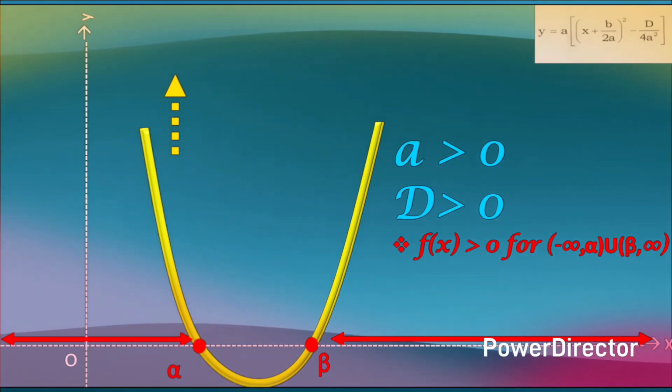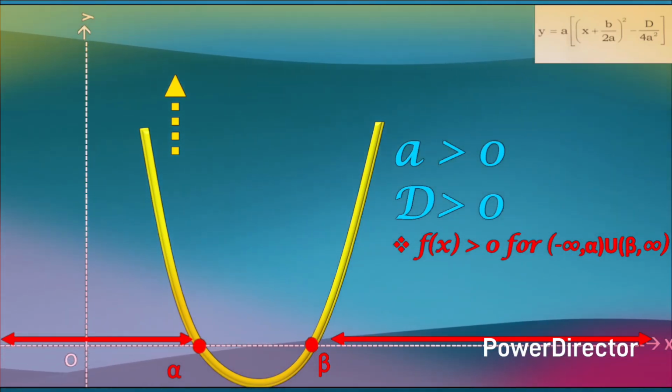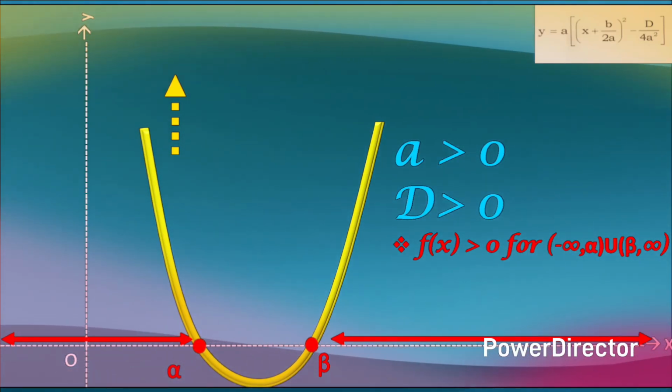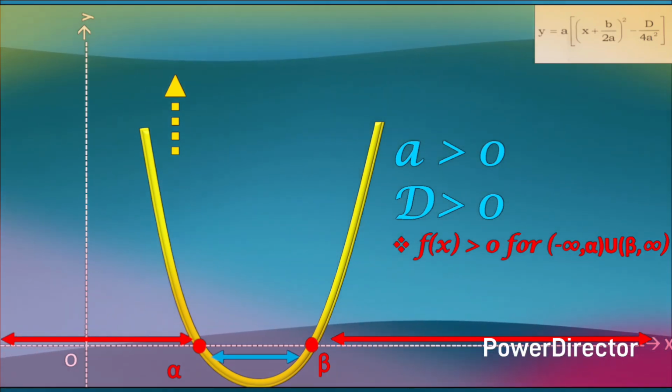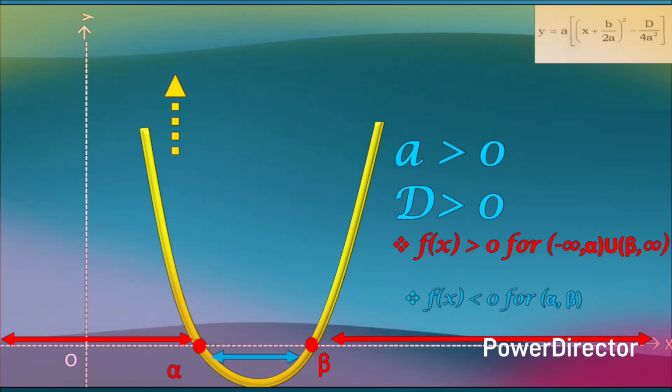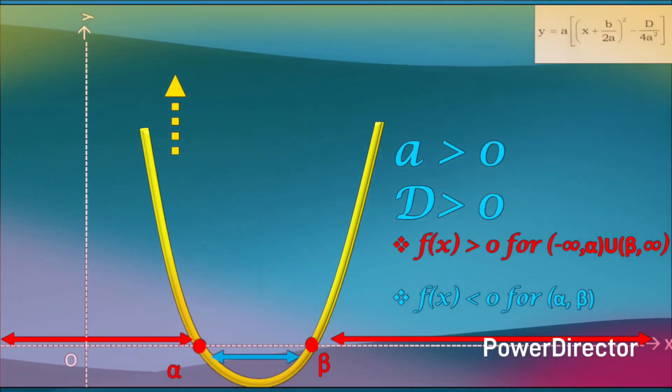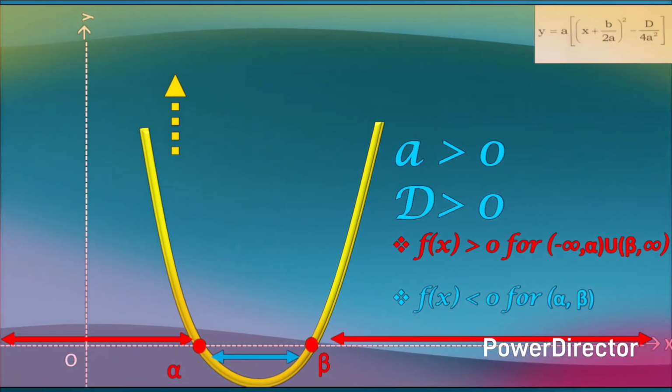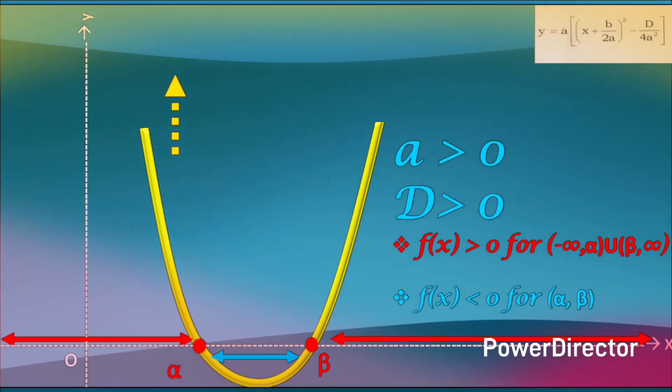And what about the lower portion, which is going towards the negative direction? For the values ranging between alpha and beta, it will be negative. That means the quadratic expression is negative. f of x is less than 0 for x in alpha comma beta. And these are the three cases we have seen for a greater than 0.